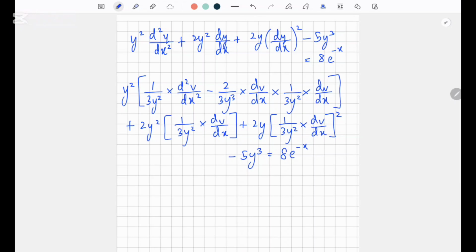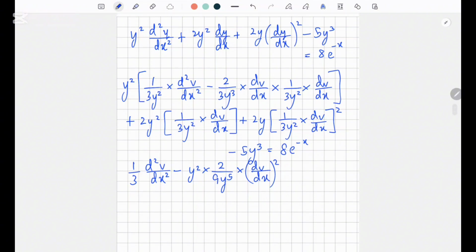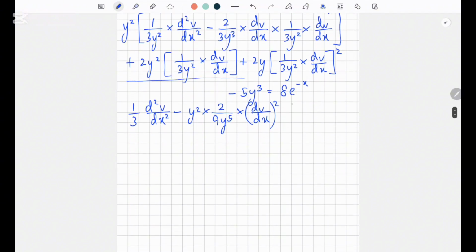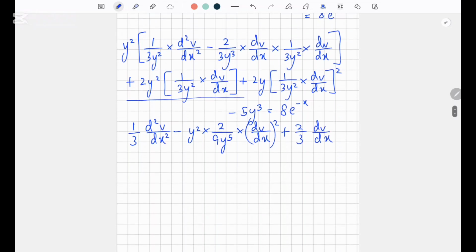Now let's simplify. It's simplification, right? So 1 over 3 into the second derivative of dv over dx, minus y squared into 2, 9y to the power 5. Look carefully at what I'm writing, alright? Because you can see 3y cubed into 3y squared gives you 9y to the power 5, right? Into dv over dx squared, right? And now I'm focusing on this. Plus 2 over 3 dv over dx.